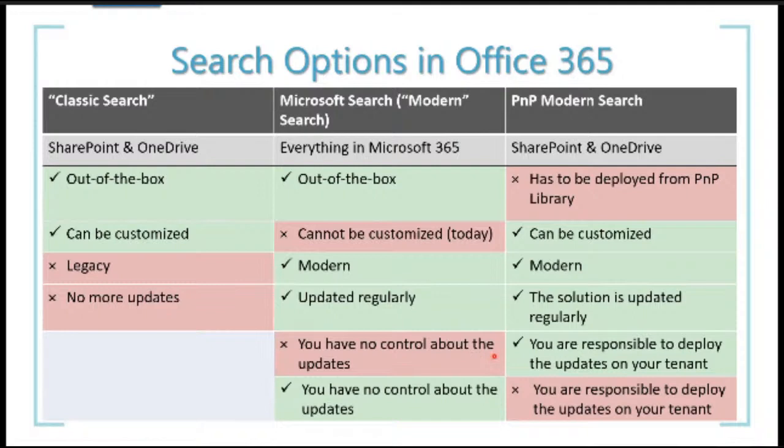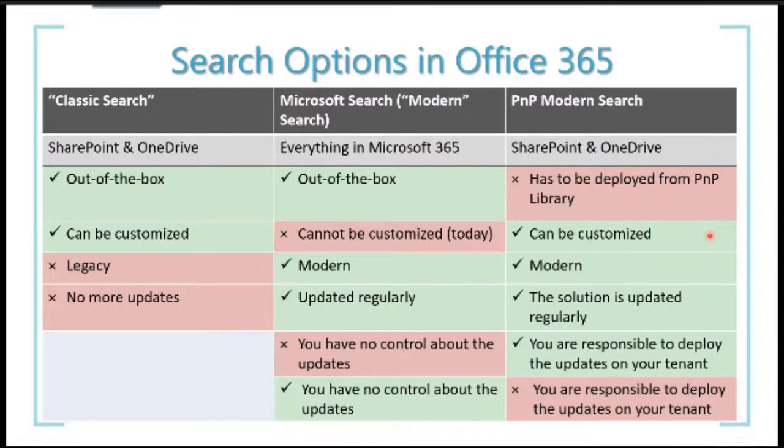And the last option that I showed you is the PnP Modern Search. The PnP Modern Search can show content from SharePoint Online and from OneDrive. It has to be deployed from the PnP library. So you have to do that manually. It is not out of the box. It is not on your tenant until you deploy it. The primary benefit of the PnP Modern Search library is that it can be customized.